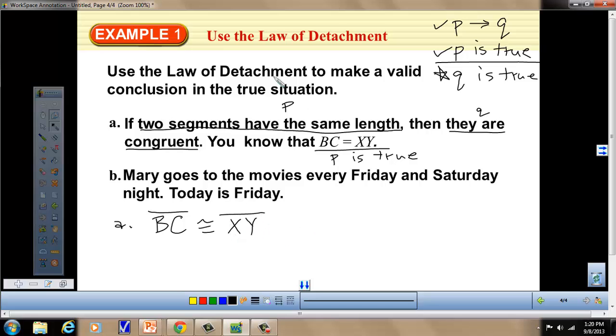Now, for this next one, we have to be careful because it's not written as an if-then statement. We have to figure out what my hypothesis and what my conclusion is. What comes before the conclusion. So in this case, going to the movies depends on if it's Friday or Saturday night. So being Friday or Saturday night would be my hypothesis. My conclusion would be going to the movies. So you could rewrite this as, if it's Friday or Saturday night, then Mary goes to the movies.